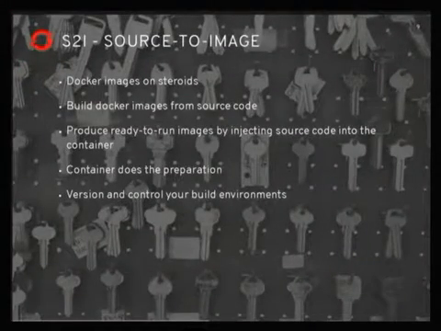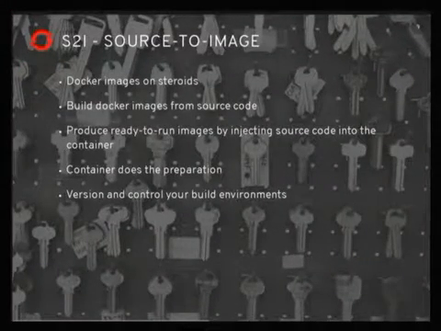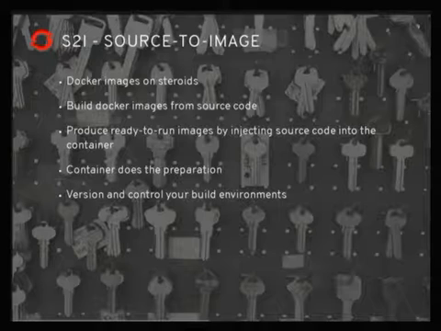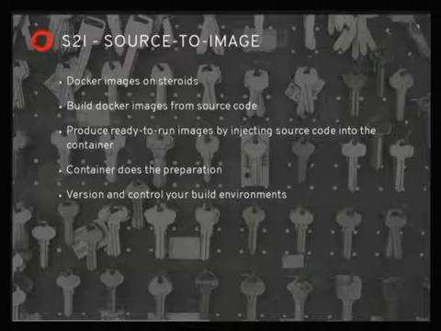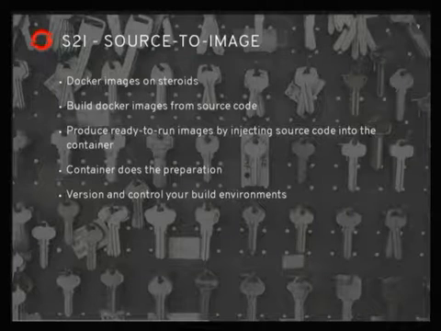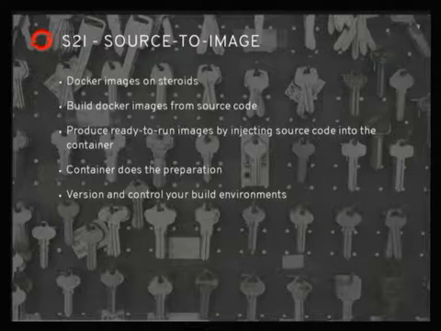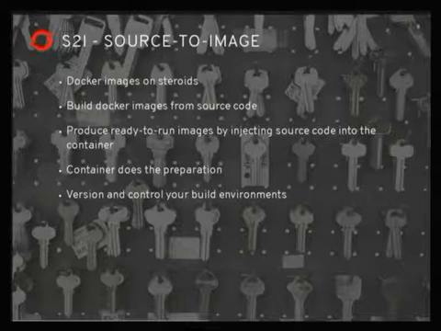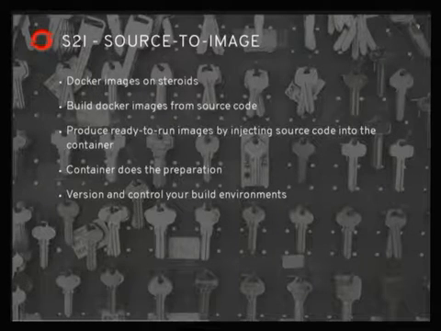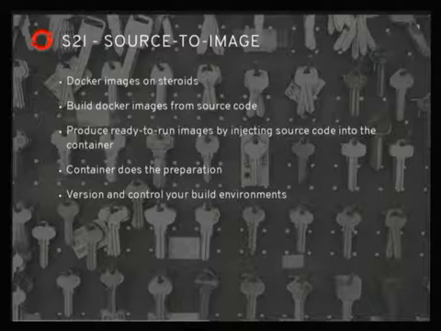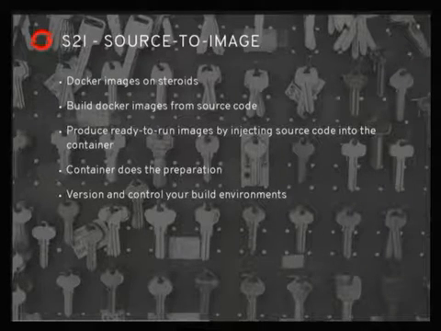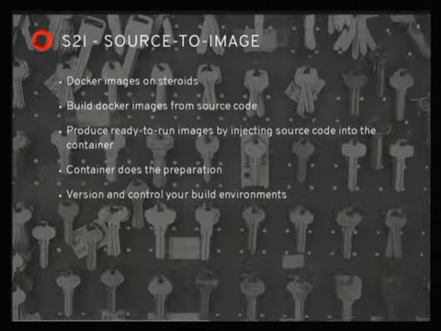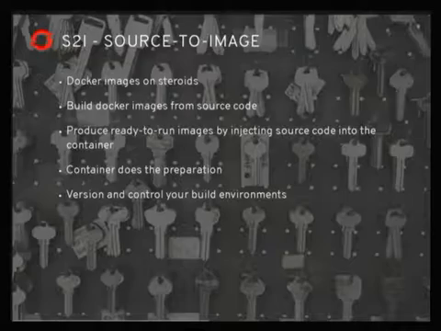So source to image, like I said, is Docker images on steroids. You build Docker images from source code, and you can make changes in your source code, and that will automatically cause you to build a new image in the OpenShift environment. Then you have ready-to-run images, and it's injecting that source code into the container. The container does all the work, does all the preparation, and then you can version and control your build environment. I'm not going to go too much more into detail on S2I. There's definitely tons of documentation out there, and I recommend looking into it. It's extremely powerful.